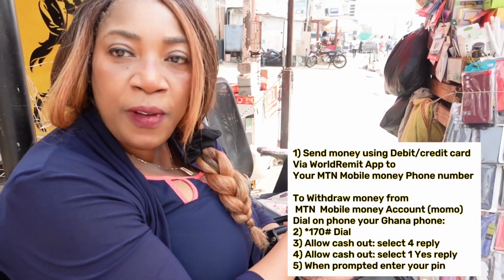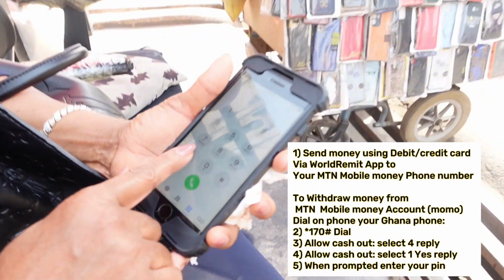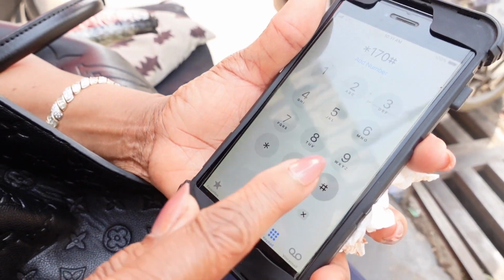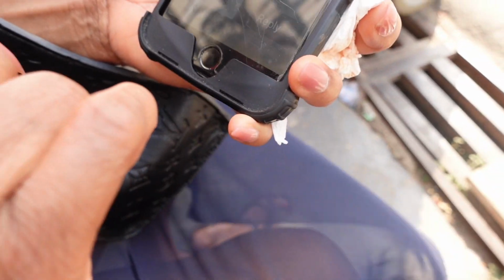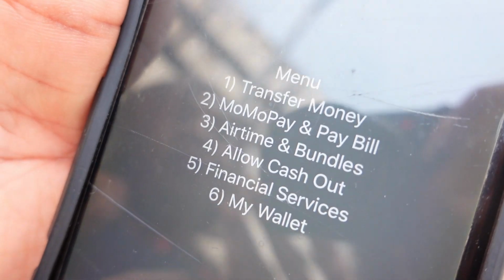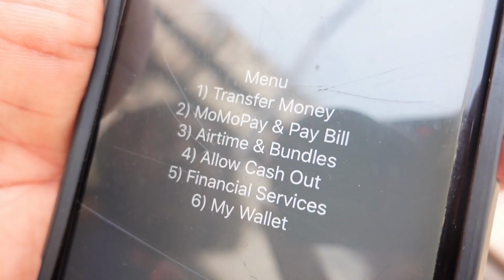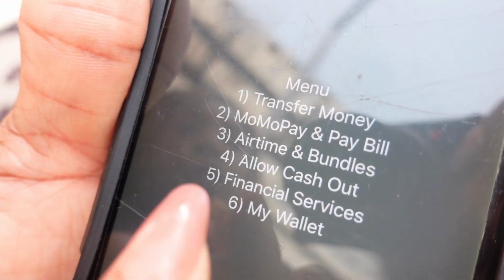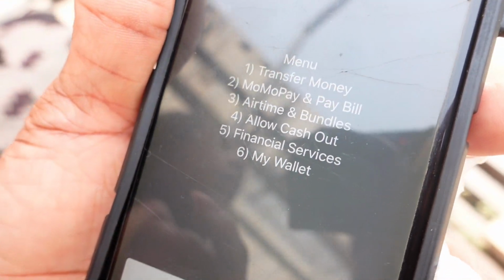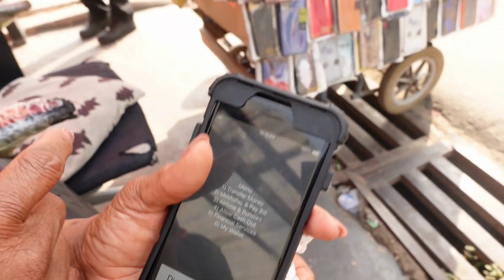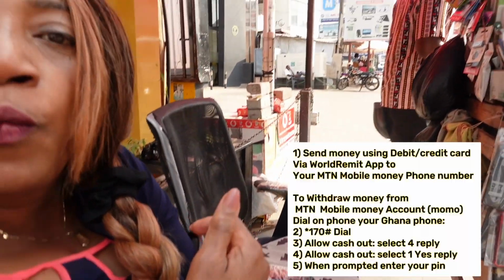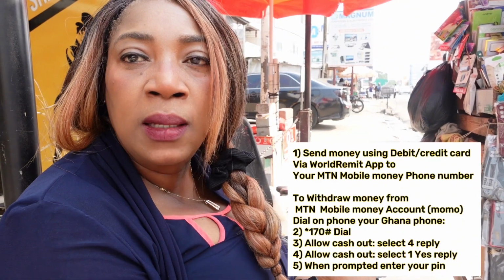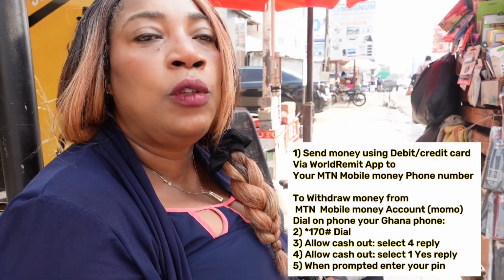So when you come to the vendor, you type in star 170 hash and then send. Dial. Okay, that's what you meant. And then these are the options. This is the menu. Transfer money, Momo Pay, pay bill. And then you choose the number 4. Allow cash out, financial services, my wallet. And then you tell the vendor your phone number, which is also your account number. And then the vendor puts in your phone number, and the account is allowed to withdraw your money.